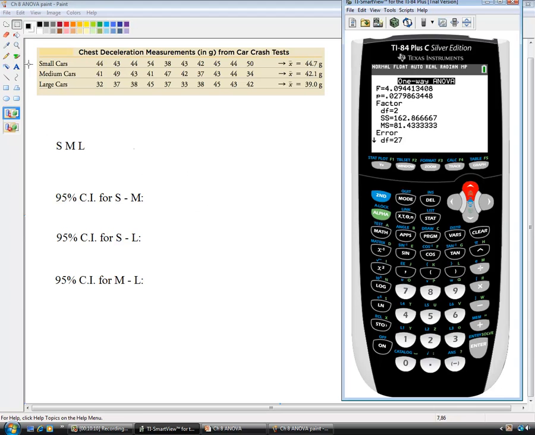Alright, so I've got these listed in 1, 2, and 3, so I'm going to run 2 sample t intervals because we have less than 30 data points in each case, and I have means, so I'm going to deal with the 2 sample t interval. I'm going to do it for small and medium first. That's list 1 and list 2. So stat tests, 2 samp t interval.